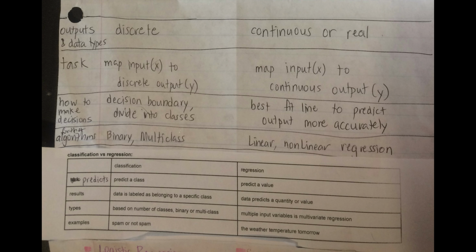What are other ways to distinguish between classification and regression? We can talk about what it predicts, its results, its types, and examples. Predicts, results, types, and examples. What classification predicts is a class. What regression predicts is a value.